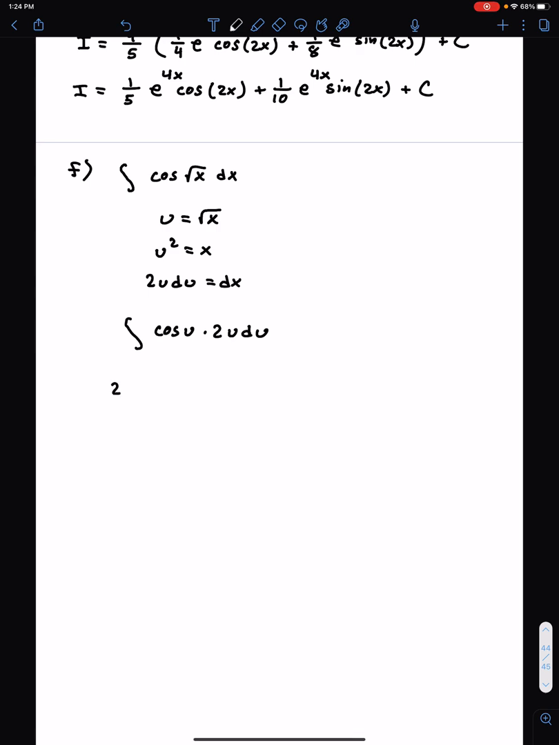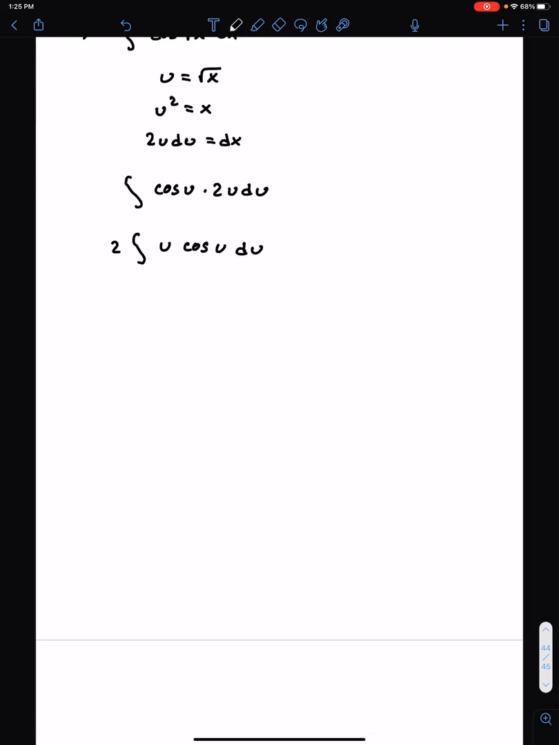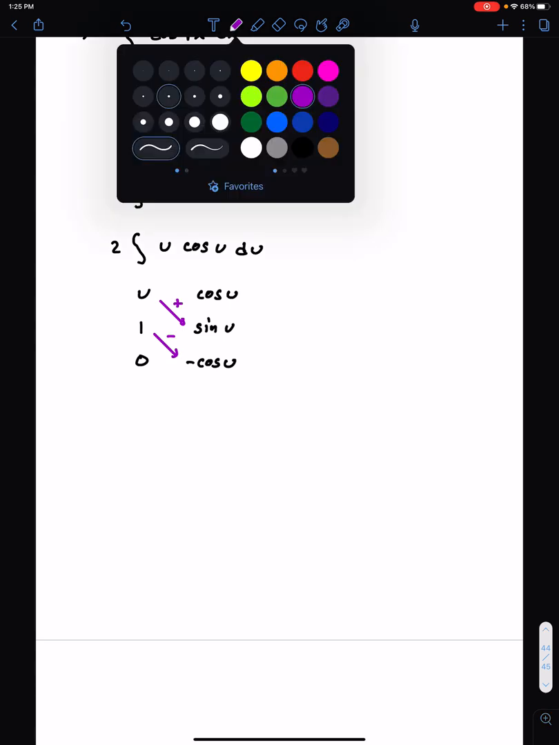I can factor out the 2 times the integral of u cosine u du. So now this is integration by parts or tabular integration. I can take a derivative of u down to 0, and then I can integrate cosine of u. The integral of cosine is sine u. The integral of sine is negative cosine u. Then multiply on an angle and alternate the signs.